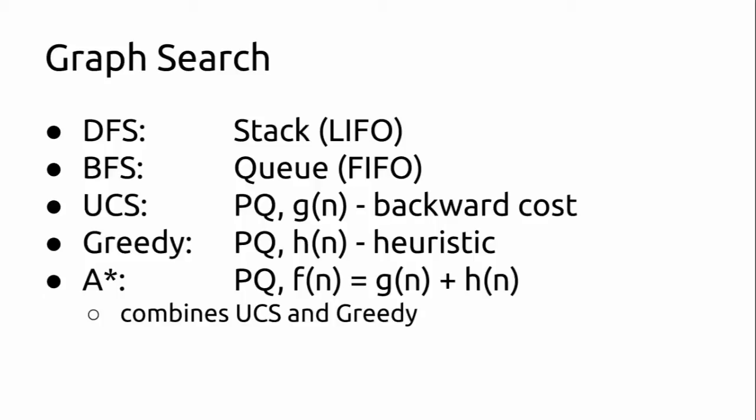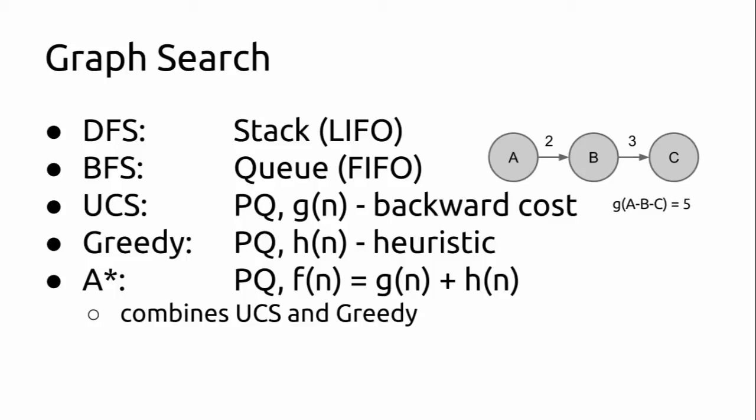to the current state in your node. So if, for example, we have a search problem that's something like this, and we start at state A, and we're at state C, the backwards cost at this node, so G of the path A, B, C, is going to be 5, not 3. So that's an important distinction.